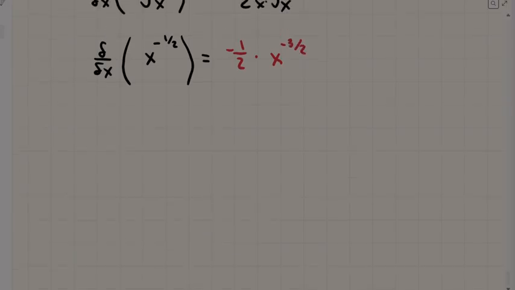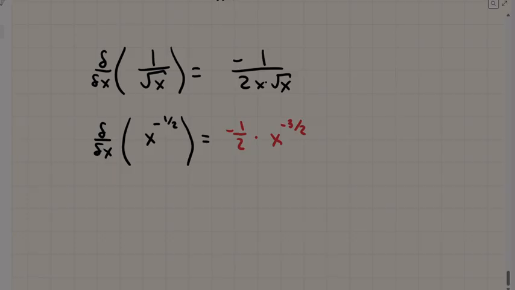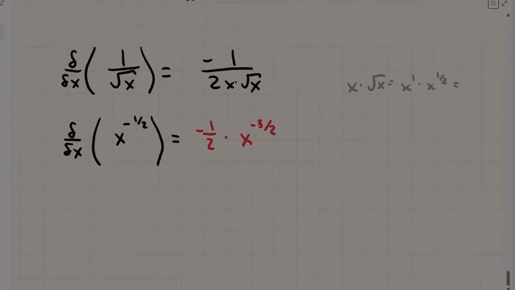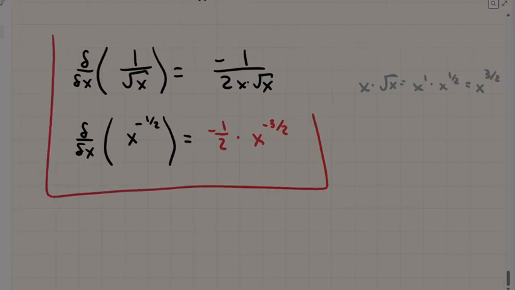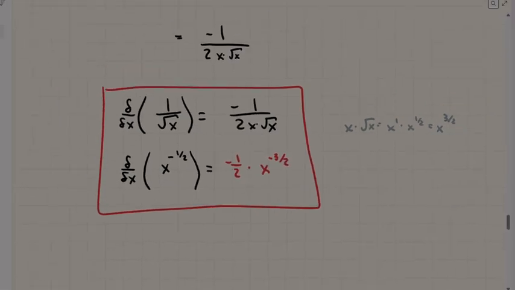So we take that negative 1/2 and we multiply it by the 1. And then we take that x. And then we reduce the power by 1. So negative 1/2 minus 1, that becomes minus 2 over 2, that becomes minus 3/2. X times the square root of x is equal to x to the 1 times x to the 1/2, which is equal to x to the 3/2. So these are the same. So the power rule works. It works as well.